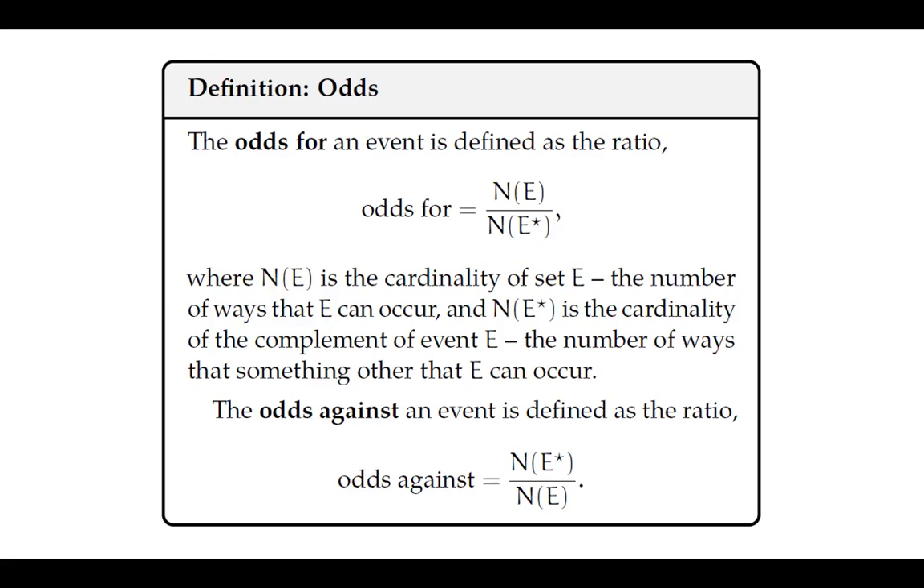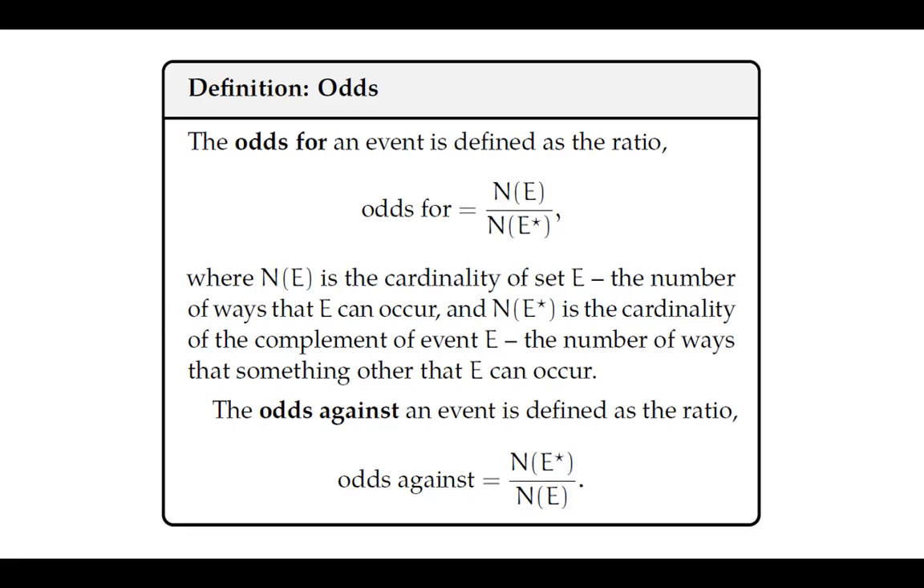So let's define odds. The odds for an event is defined as the ratio odds for equals N of E over N of E star, where N of E is the cardinality of set E, the number of ways that E can occur, and N of E star is the cardinality of the complement of event E, the number of ways that something other than E can occur. So the number of things in the event space over the number of things in the complement of the event space.